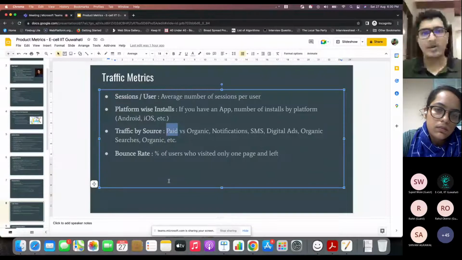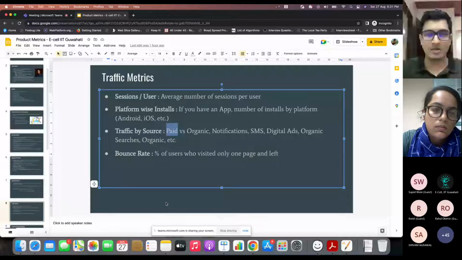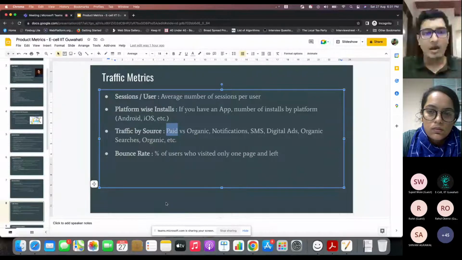How much traffic is your paid marketing campaign generating? So you would want to track your paid versus organic traffic. How is it growing? Is your organic traffic improving, or is your paid traffic in line with the digital marketing spends that you're doing?